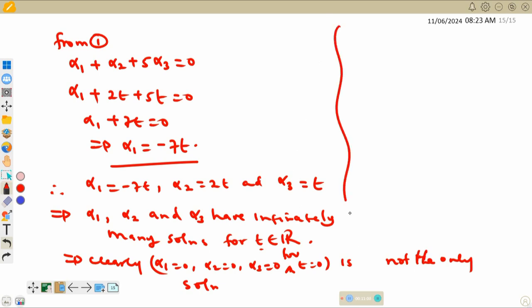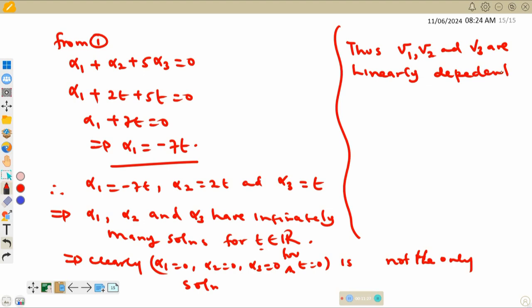So if that is the case, then we can give the conclusion that v1, v2, and v3 are actually linearly dependent vectors. And if they are linearly dependent, of course we shall not be able to get a basis, because this implies they are not linearly independent.